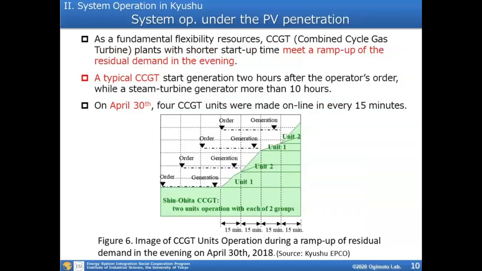And as of now, as a fundamental flexibility resource, CCGT plants with shorter startup times handle the ramp up of the residual demand in the evening. On April 30th, 4 CCGT units were brought online every 15 minutes, as you can see here.